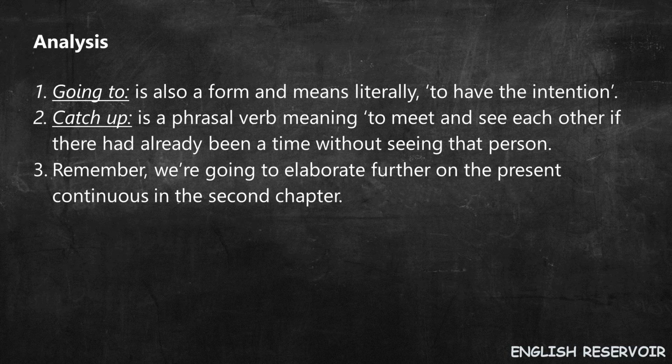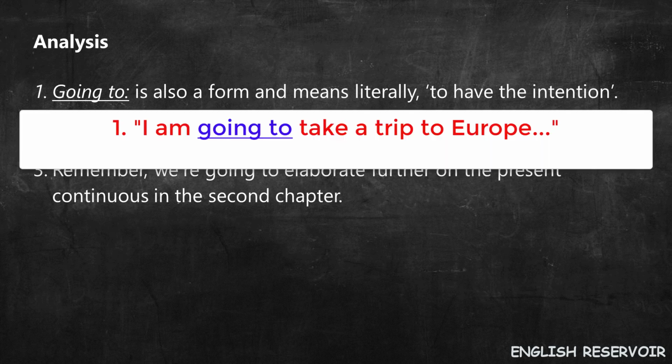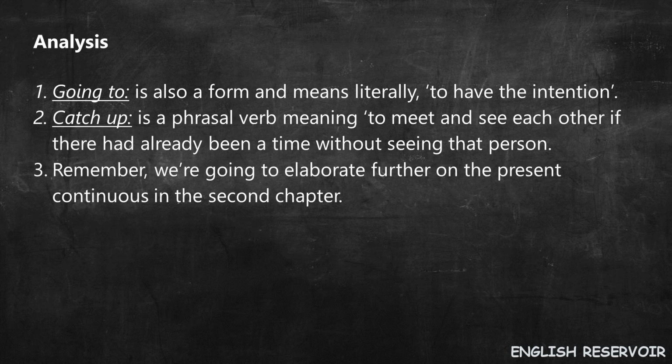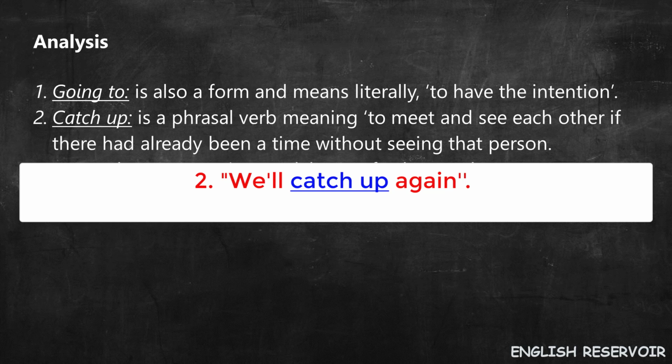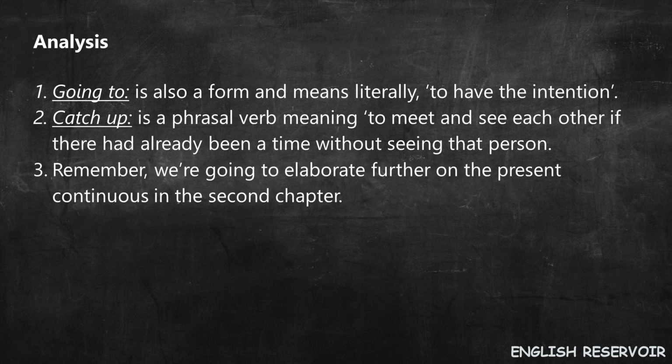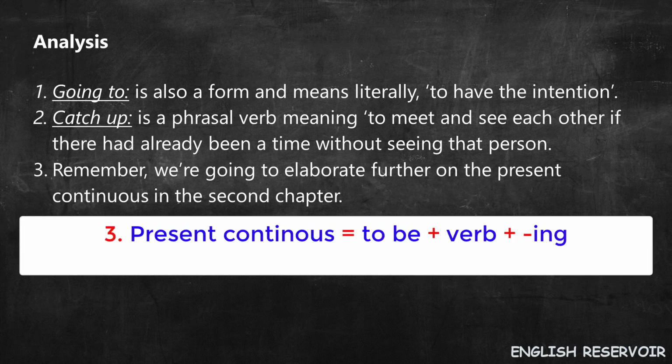Analysis. Going to is also a future form and means literally to have the intention to. Catch up is a phrasal verb meaning to meet and see each other if there had already been a time without seeing that particular person. 3. Remember, we're going to elaborate further on the present continuous in the second chapter.